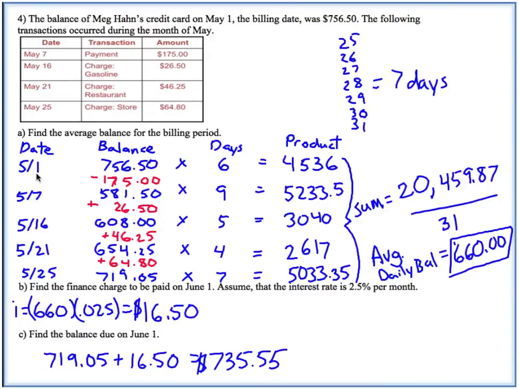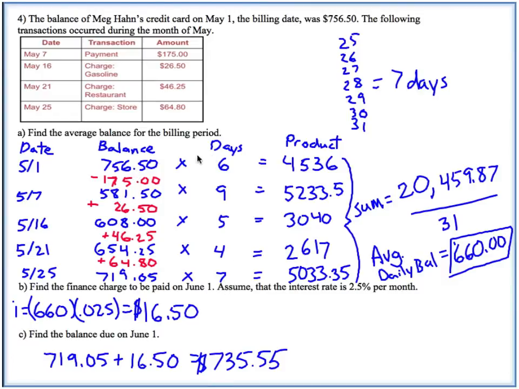Alright, welcome back. So hopefully you made a column for your dates right here. Then you also found the balance on each date by either subtracting your payments or adding your charges. So we have all our balances. Then you found the number of days in between each date. So here, like 7 minus 1 gives me 6 days. And then there were 31 days in May, so the 25th through the 31st is a total of 7 days right there.